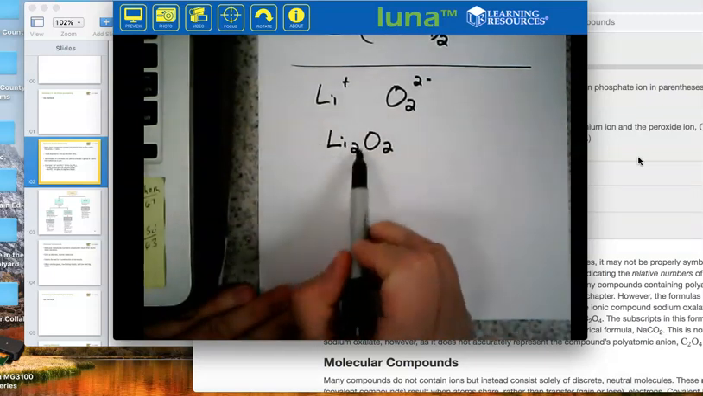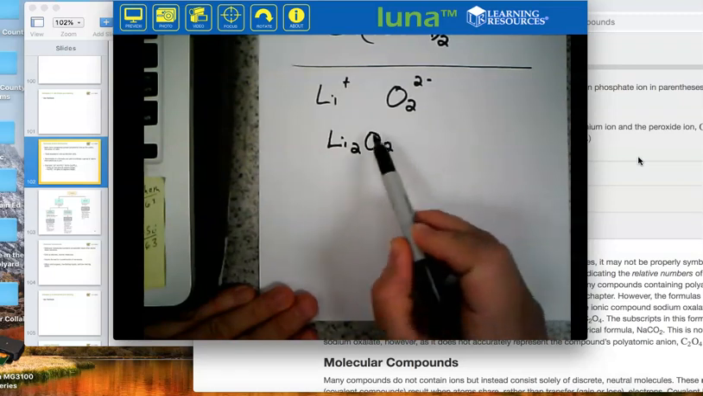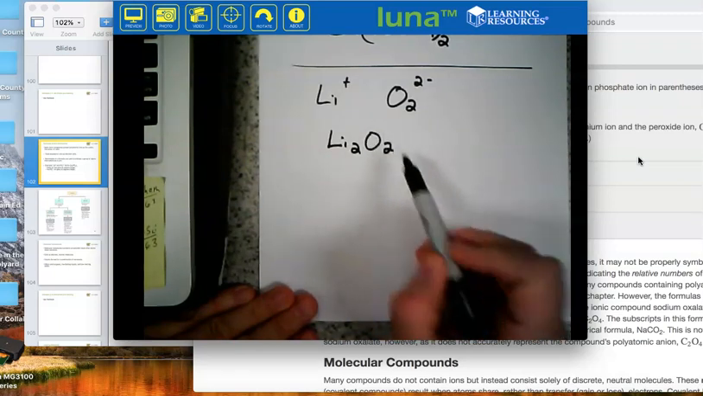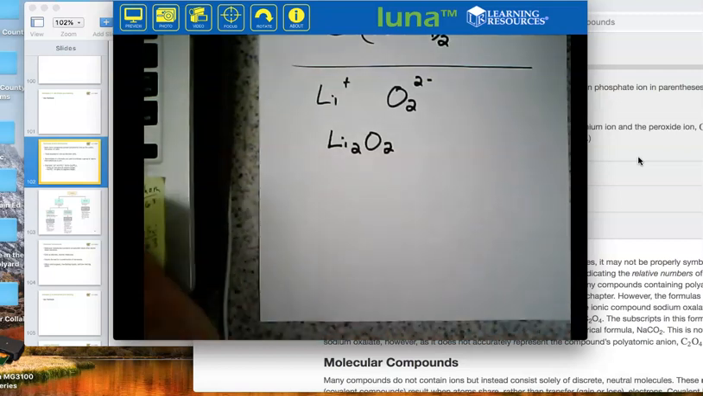Okay, so we have an overall charge of +1 times 2, which is positive 2 on the lithium, and O2 has a negative 2 charge for peroxide. And so the answer would be Li2O2.